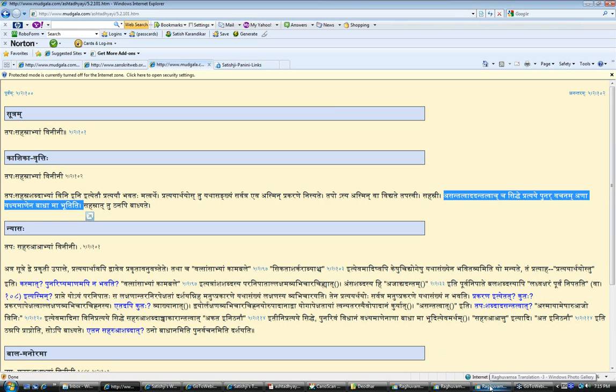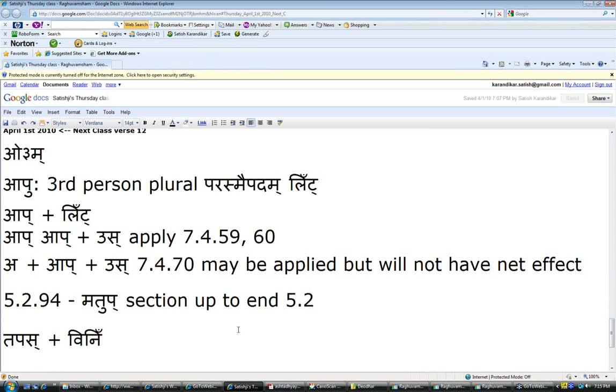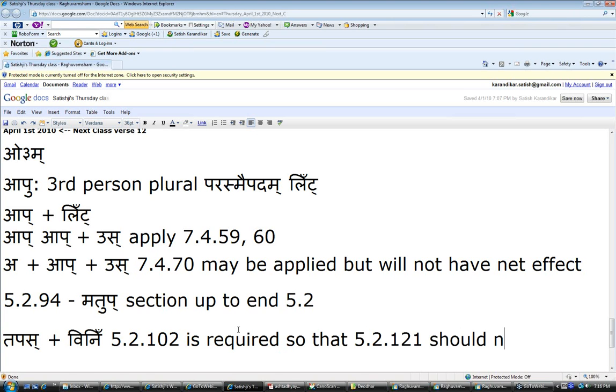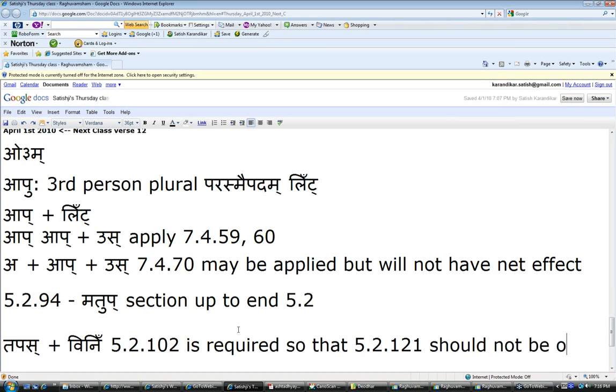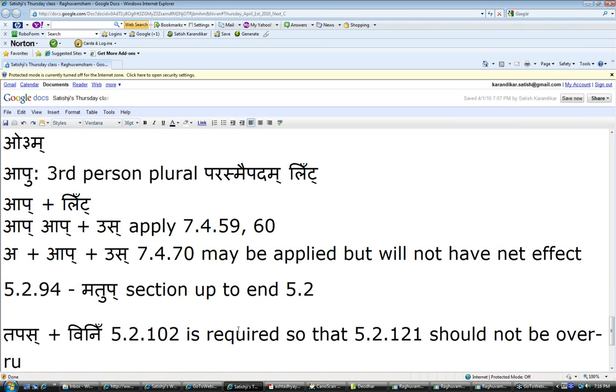Now, how about you apply a Visarga Sandhi rules here? What should have been the form here between tapas and vini? Let's look at this for 1 second. Because remember one thing, let me put this number 5.2.101 is required so that 5.2.121 should not be overruled by, so maybe I'll do it like this.